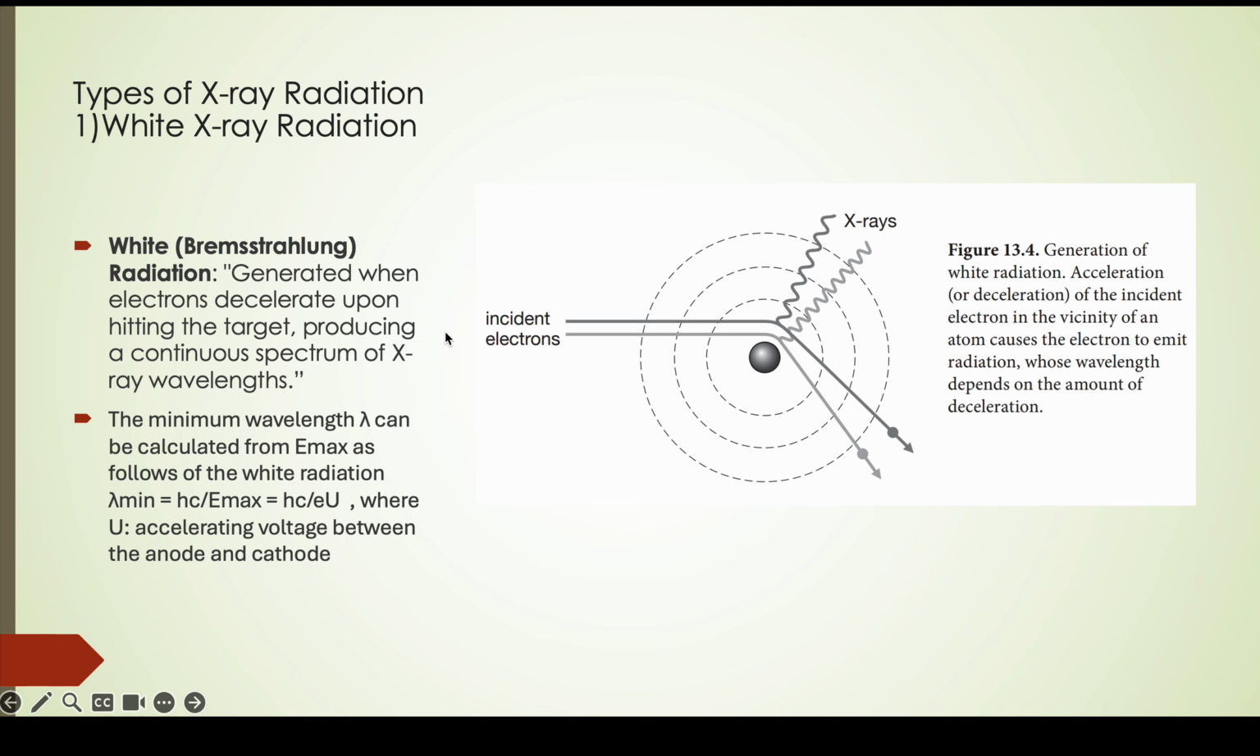So here we can see that there are incident electrons and this is the target material, the anode, where there will be some electrons, nuclei or atoms. On interaction, the electrons got decelerated here, which caused the release of X-rays. These X-rays that are radiated here are known as the white radiation. Let's move to the next form of X-ray radiation.